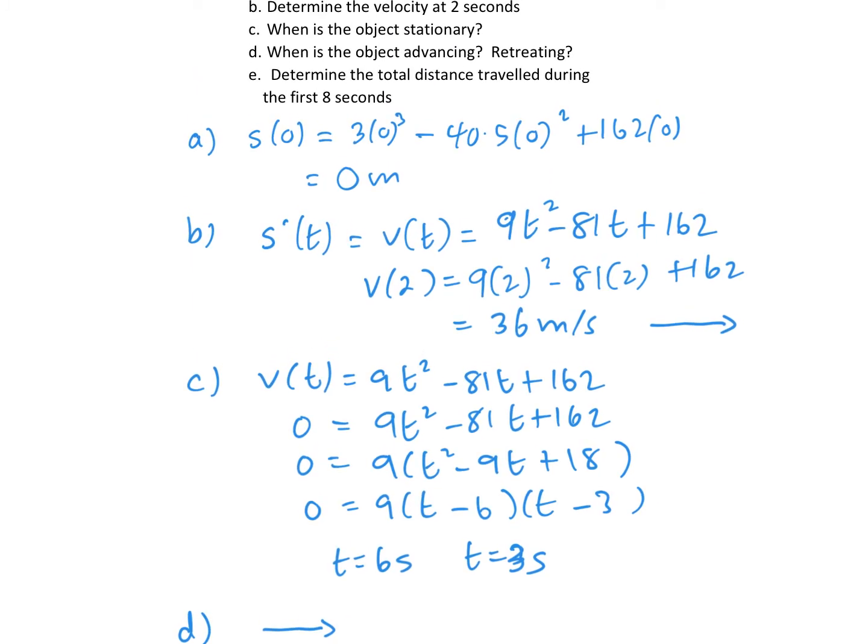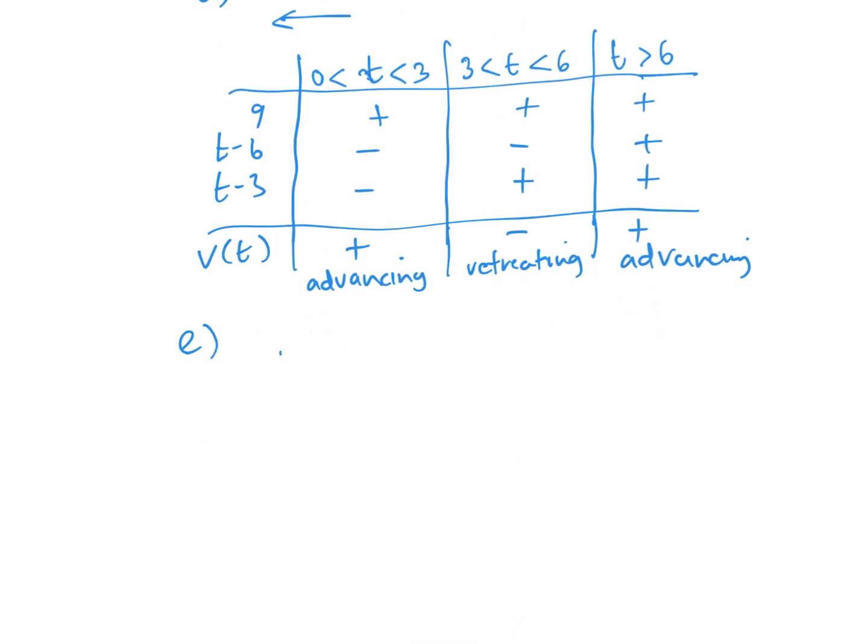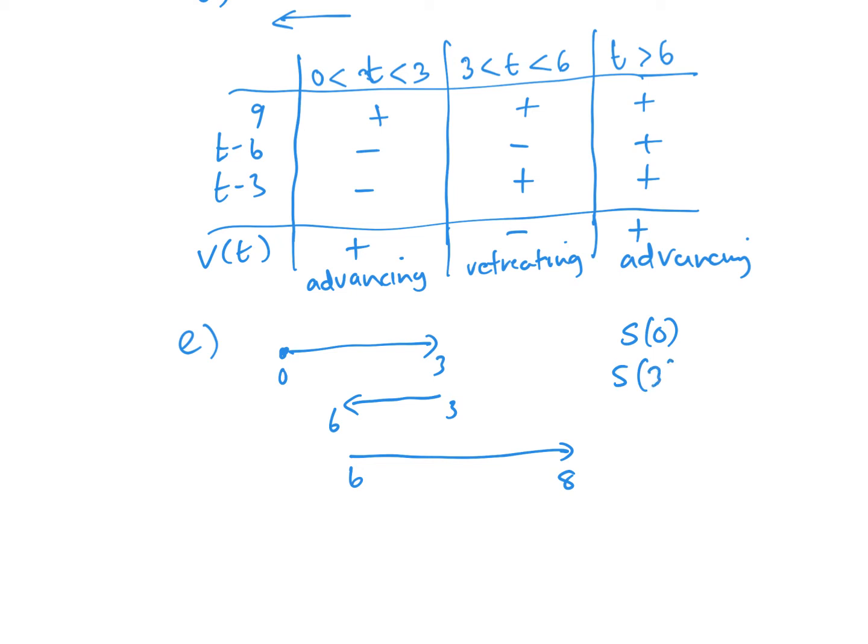And then the final question is determine the total distance traveled during the first 8 seconds. So this is what I know. I know at 0 to 3 seconds, it's going in that direction. I know from 3 to 6, it's going in that direction. And then I know from 6 to, and it wants 8, so let's just put 8, it's going in that direction. So I have to figure out the distance it's traveled over each interval. So I'm going to organize it into a table. So I want to know the displacement at 0, the displacement at 3, the displacement at 6, and the displacement at 8. Where is it located in those 4 values?